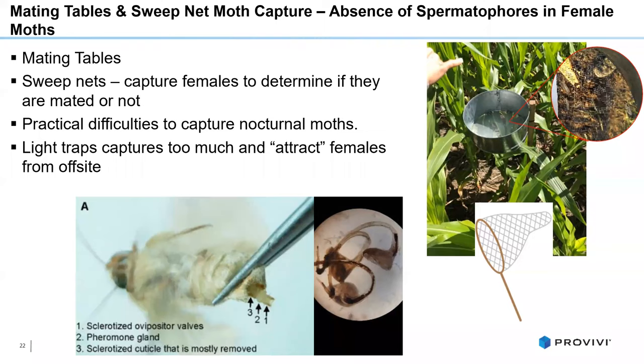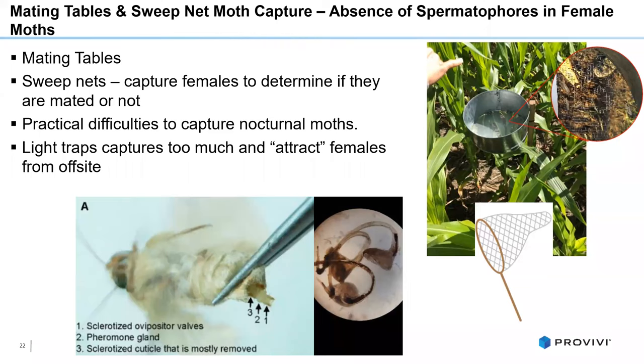So we seldom use light traps also, but light traps will attract not just the fall armyworm moths, but all kinds of insects. So it's chaos over there. So we try to use mating tables and or sweep nets to capture these females, dissect them to understand if they have developed spermatophores or not, trying to understand if they have mated or not.